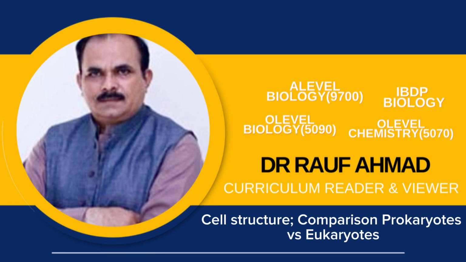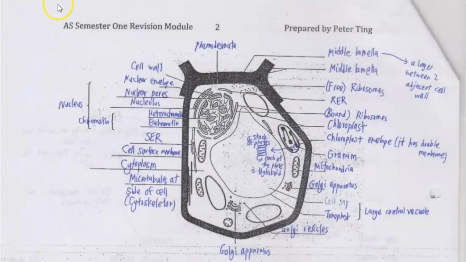So here we continue with the plant cell with a few differences. First, we will discuss the different things which are present in the plant cell. Number one is plasmodesmata. Here is a plasmodesmata. Here you can see it.